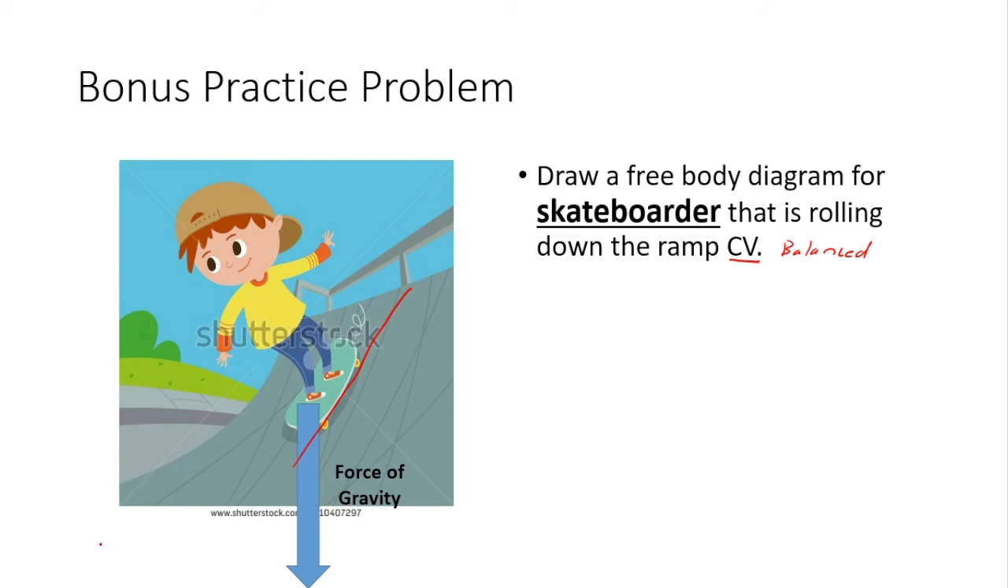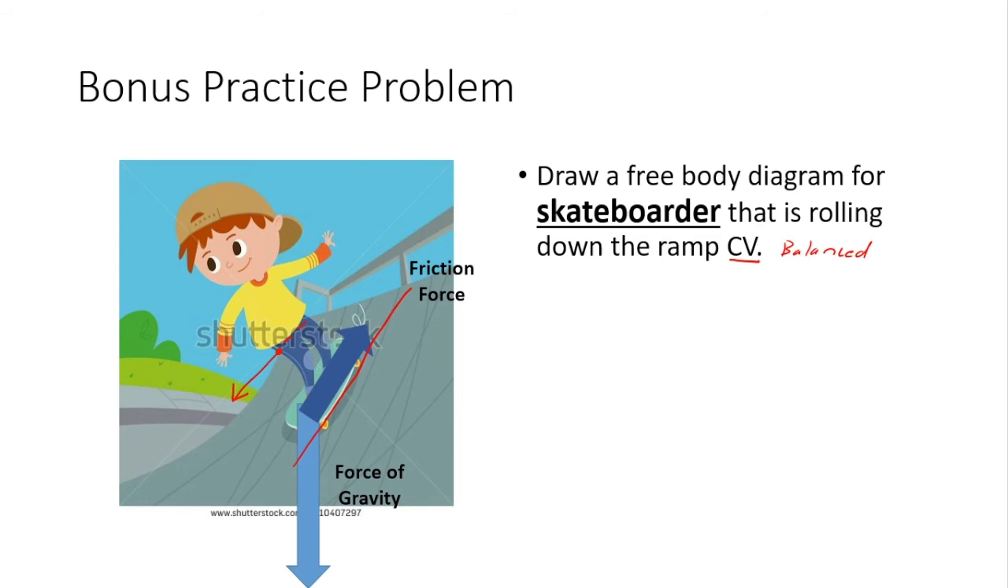Because our skateboarder is moving down this ramp, we're going to have friction pointed in the opposite direction. Our skateboarder is moving in this direction. So therefore, we should have friction pointed in the opposite direction. And we notice that friction now is pointed at an angle. The reason being, this person's motion is at an angle.